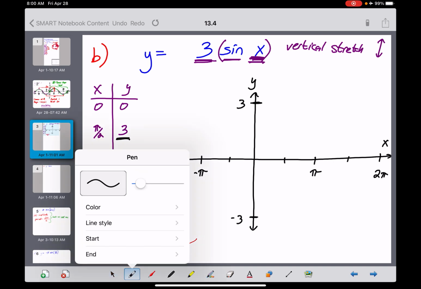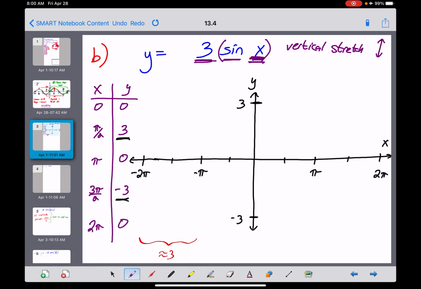Okay, so now let me switch back to purple. Let's go ahead and start graphing our points. 0, 0, we're at the origin. Pi over 2, we're way up here at 3. Pi, 0 puts us right here. 3 pi over 2, -3 is right here. 2 pi, 0. And the great thing about sine waves, everybody, they are completely symmetrical.